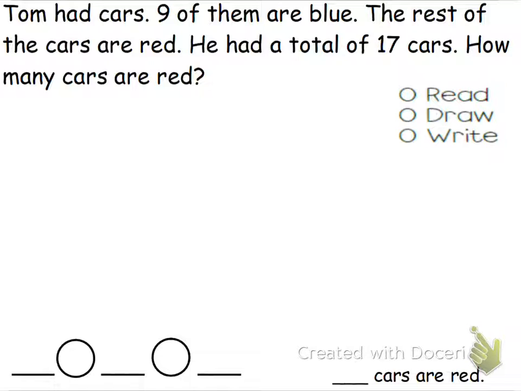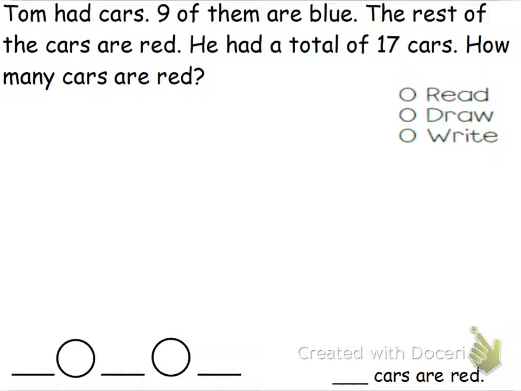So let's just think about what's going on here. He has cars, 9 of them are blue, the rest are red. And he has a total of 17 cars. That total means that 17 is my whole. So that's good to know that our whole is in here somewhere. So let's chunk it. Tom had cars. Can we add something to our tape diagram? Nope, we can't add anything. Let's keep on going then.